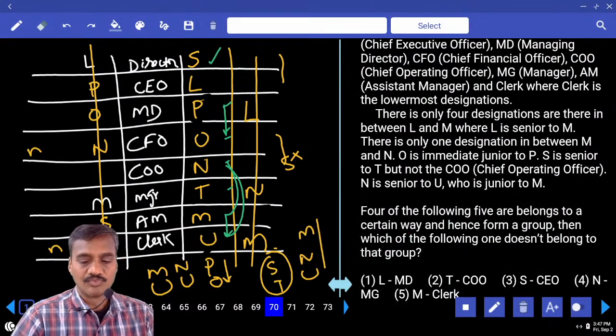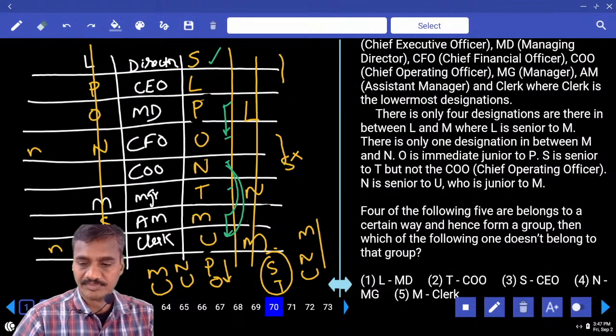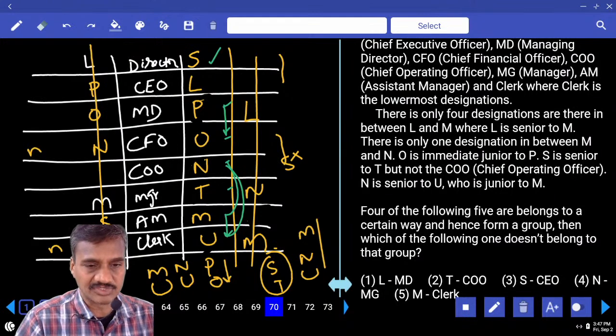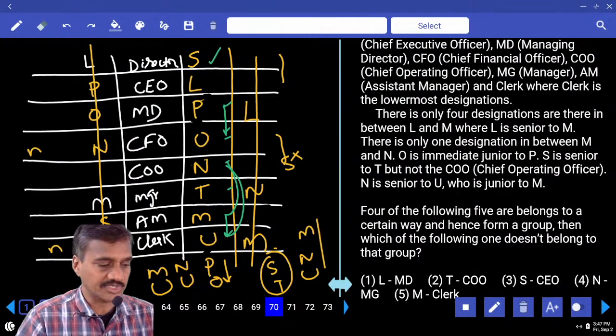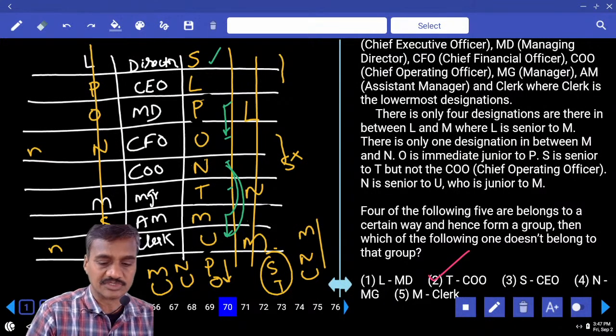And next one, 4 out of the following. L is immediately above MD and T is immediately below COO. S is immediately above the CEO. And so what is your answer? Except choice 2, the remaining are of the same pattern. Choice 2 is the odd one, 70.